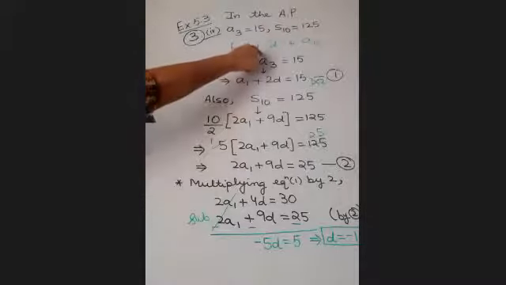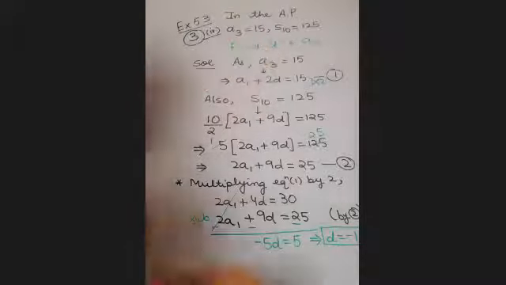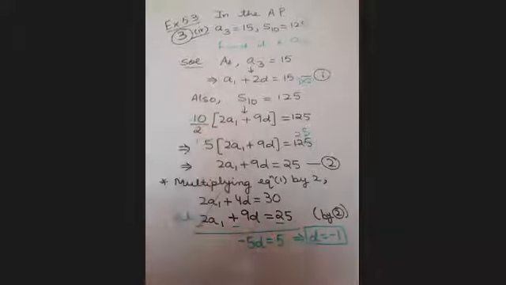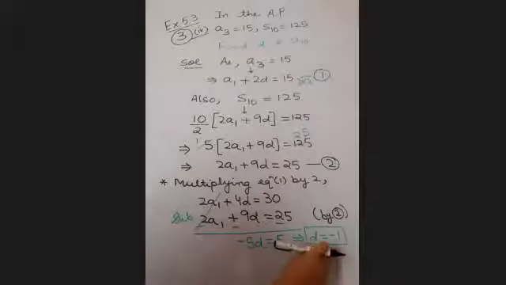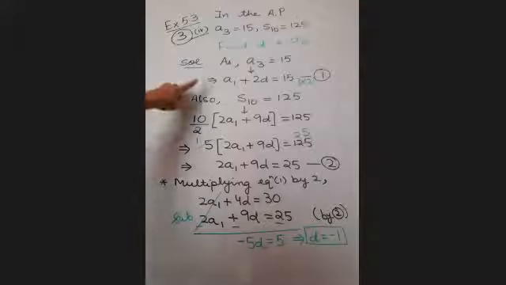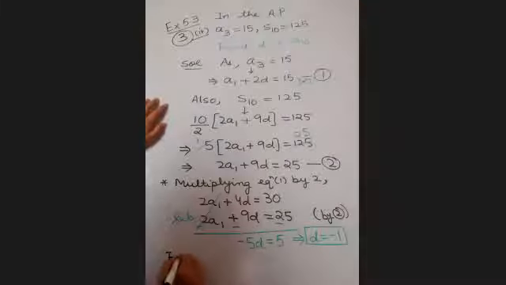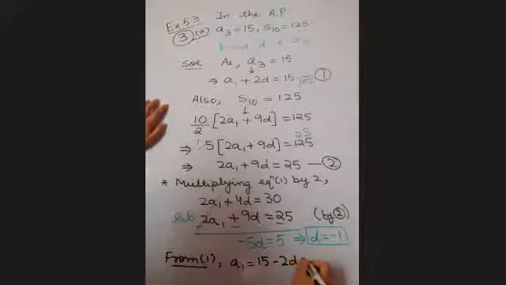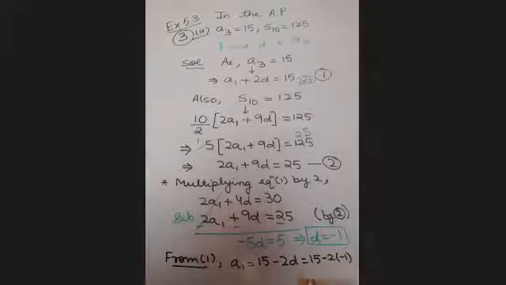Yes, ma'am. I had to find the value of D. I am done with D. Yes, beta, it is calculated. D is minus 1. Now the next thing. From equation 1, A1 is equal to 15 minus 2D. 15 minus 2 into minus 1. That will be 15 plus 2, which is 17.